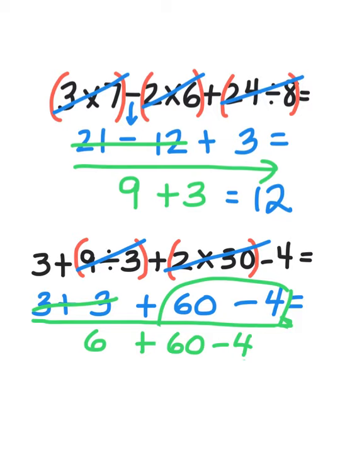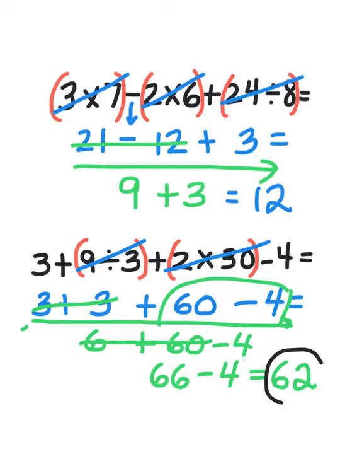Let's do 6 plus 60 part of the problem. 6 plus 60, 66. And then all we have left is minus 4. 66 minus 4 equals 62. And we're finished, and our answer is 62. So you see how we went from left to right, doing each part as we go.